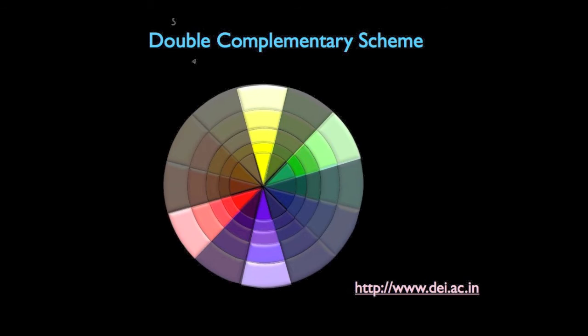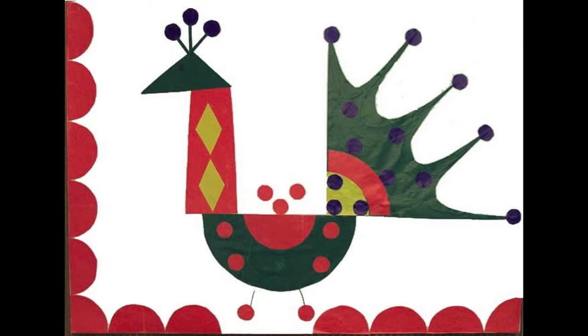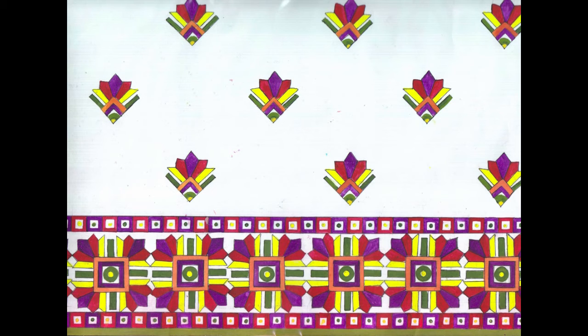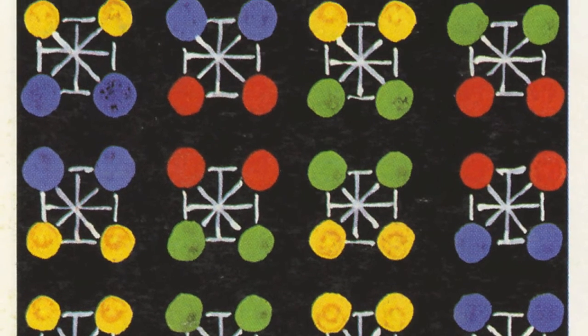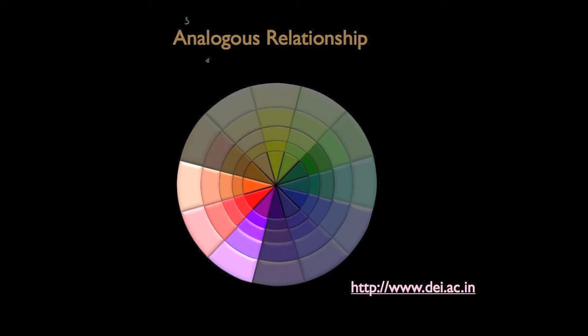Double complementary relationship: two complementary color sets. The distance between selected complementary pairs will affect the overall contrast of the final composition. Analogous relationships: those colors located adjacent to each other on a color wheel are known as the analogous relationship.